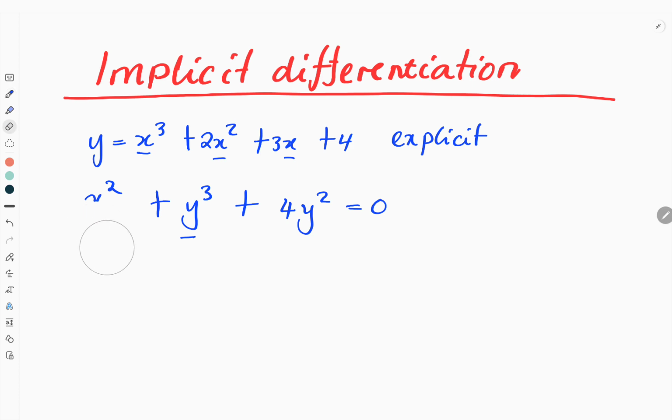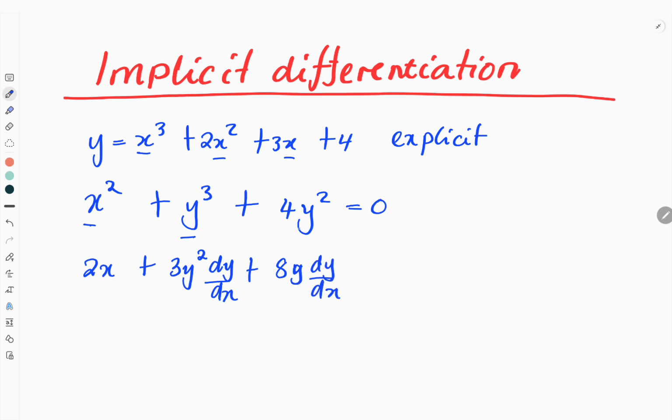To differentiate these functions, you just differentiate term by term. You've got about 3 terms here. For the first term, the derivative will be 2x. And every time you differentiate a variable y, you will say that will be 3y squared, then you attach a dy dx to it. Then plus the derivative of 4y squared, that will be 8y. And remember, a dy dx. So every time we differentiate a y, we will include a dy dx. Then that is equal to 0. Derivative of 0 is 0.